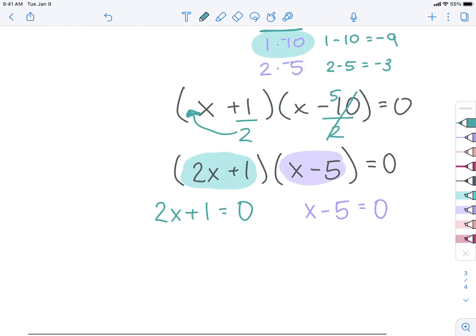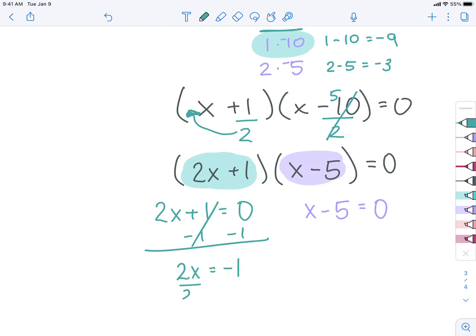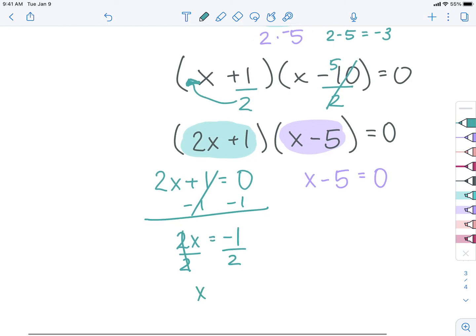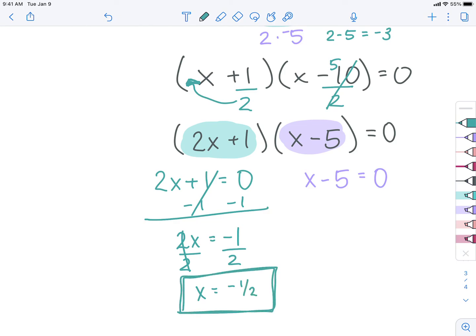First one, I'm going to subtract 1 on both sides. I get 2x equals negative 1. And then I divide by 2. And I get x equals negative 1/2. The other one, x minus 5 equals 0. I've got to add that 5 on both sides. So you could just tell me x equals 5. Or if you like to still write it, we cancel out our 5s, and we get x equals 5.